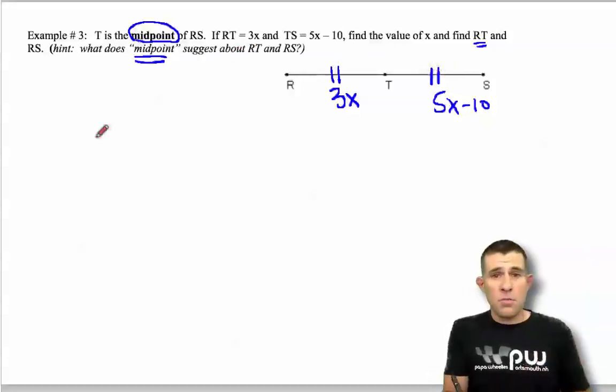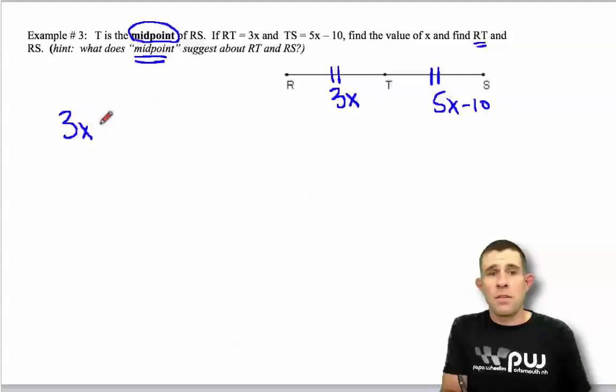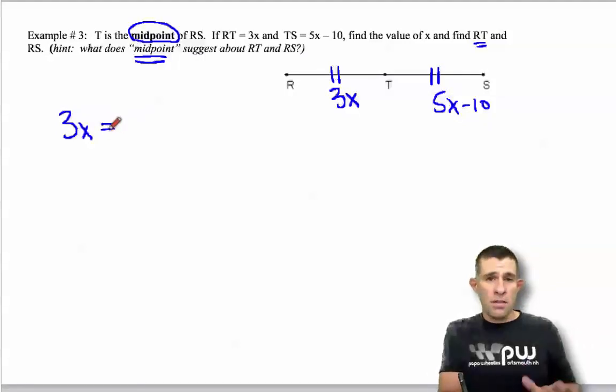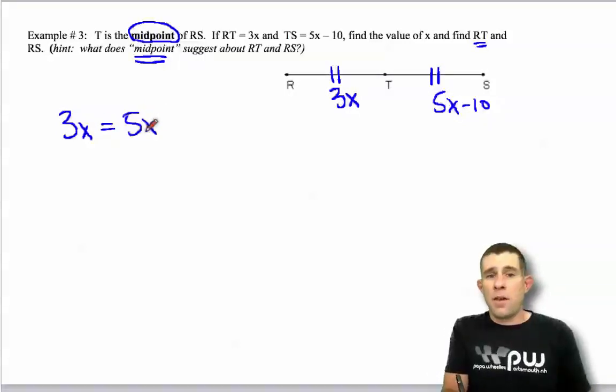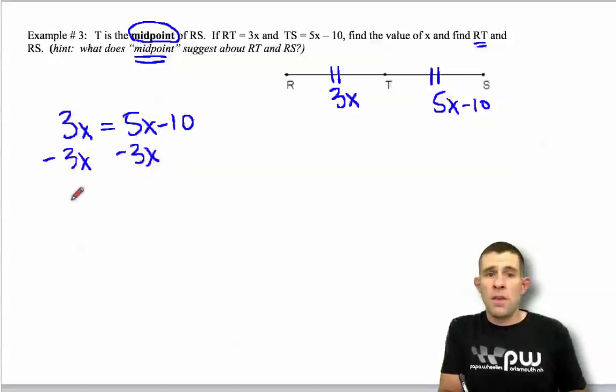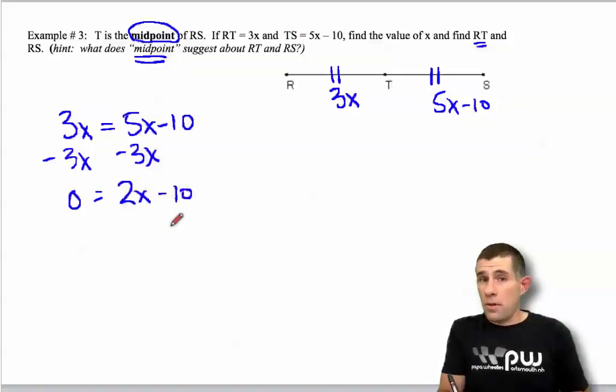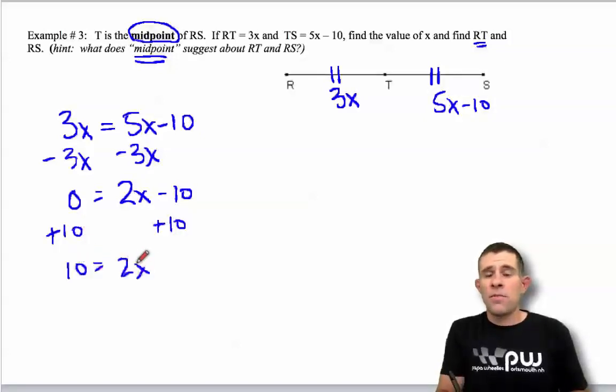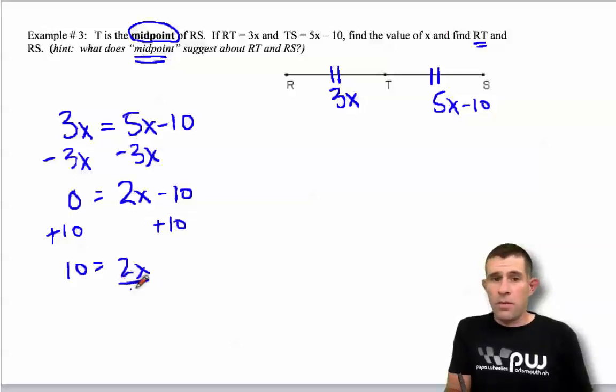It suggests that they're equal. Now, if two things are equal, we can set them equal to each other. So I'm going to set the expression 3x equal to 5x minus 10. From here, I'm going to use algebra to combine like terms. I'm going to subtract 3x over to the other side here. So I have 0 equals 2x minus 10. And now I'm going to add 10 over to the other side of the equal sign. So I have 10 is equal to 2x. Now I've got to get x by itself, so I'll divide both sides by 2. And x is equal to 5.